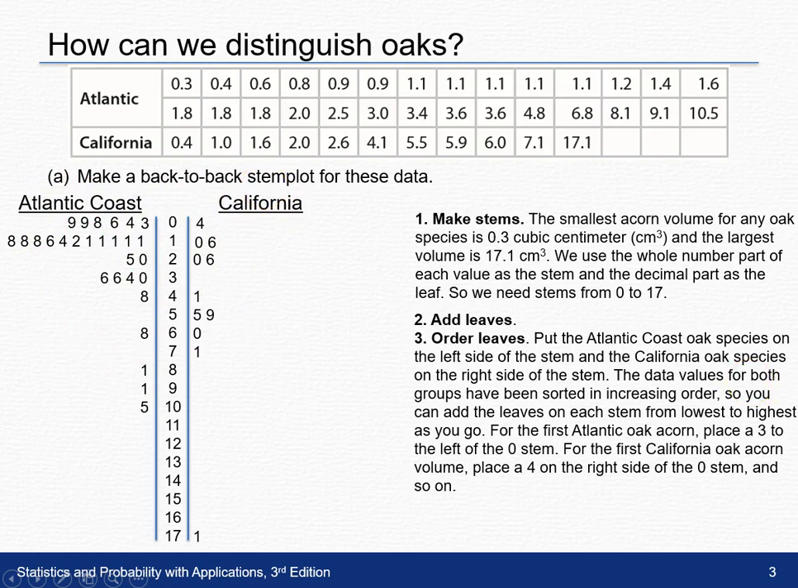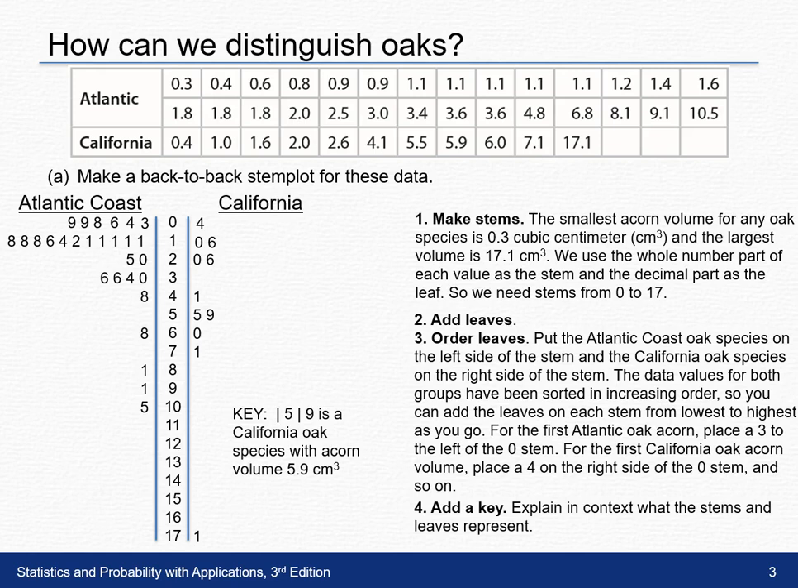As a last step to making a back-to-back stem plot, you need to make sure that you have a key or a legend to explain what each of these values mean. So your key here is going to be the two bars, which you can see are on either side, and we're going to focus in right here at this point. We can say 5 bar 9, when we're reading it this way to the right, means that it's a California oak with a 5.9 volume for the acorn.